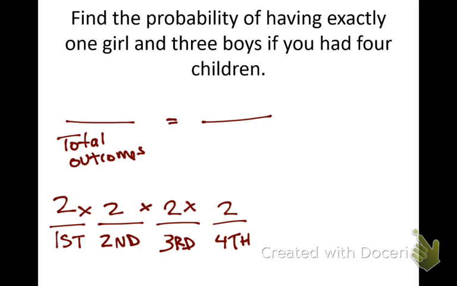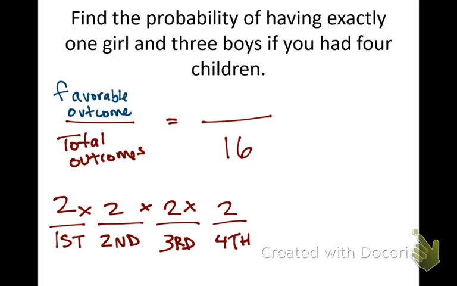2 times 2 is 4, times 2 is 8, times 2 is 16. So there's 16 outcomes. On any fraction, so some of you did that, what goes on the top? Starts with an F. Favorable outcomes. So what's my favorable outcome here? How many children do I want? Or what kind of children? I want 1 girl in specific and 3 boys.